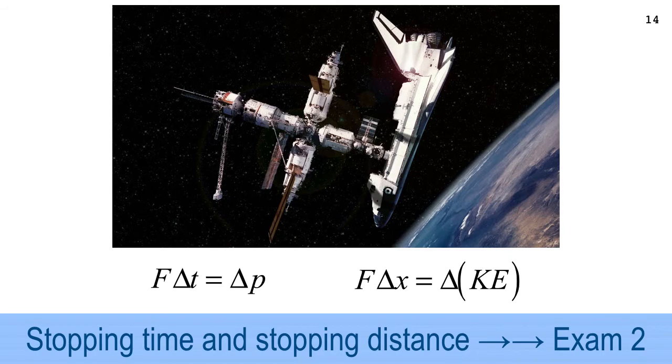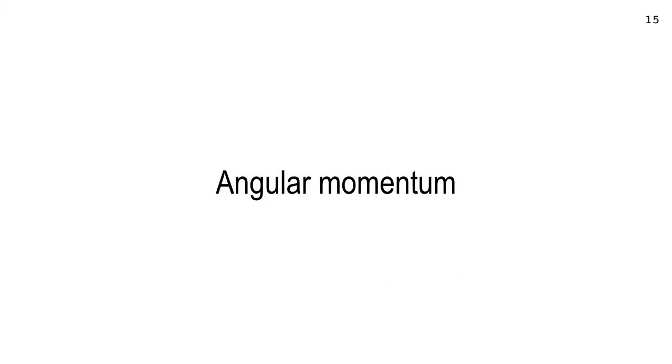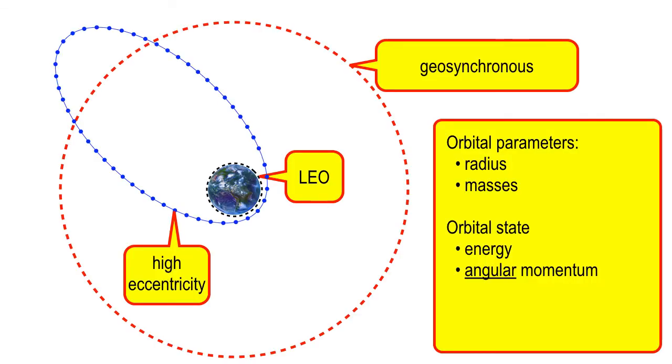All right, let's keep going into another topic, and that's angular momentum and the whole idea of things that spin and turn. We've already talked about one set of things, orbits. We've talked about geosynchronous orbit, low Earth orbit, LEO. We've talked about high eccentricity orbits for spy satellites. And all those things, the orbital state is defined by physical parameters, radius and mass, and then of course the mass of the Earth, if that's what you're orbiting.